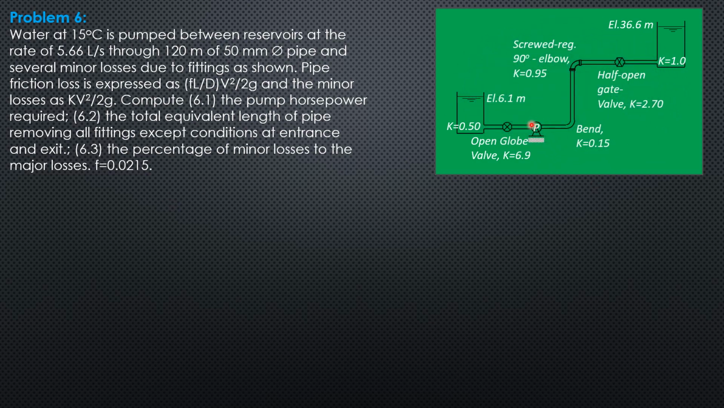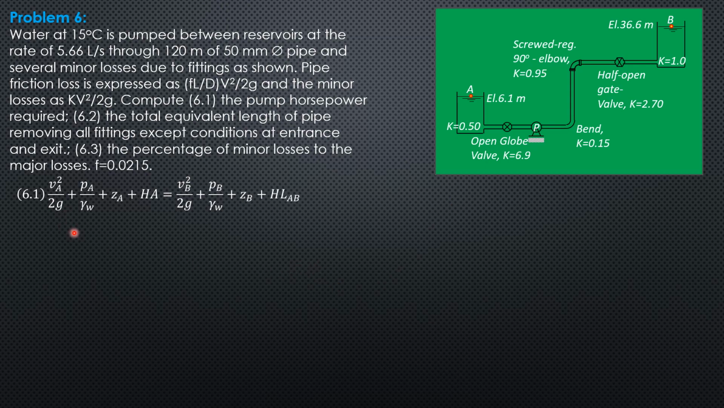So to compute the horsepower output of the pump, we write the energy equation between points A and B first. So call this point A and that one as point B. So we have velocity head at A, pressure head at A, elevation head at A, datum at elevation 0, plus head added by the pump equals velocity head at B, pressure head at B, elevation head at B, plus total head loss from A to B, which consists of pipe friction and several minor losses.